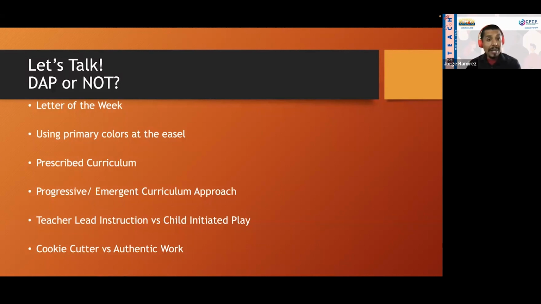And see whether Brianna cares about Jorgito's jellyfish because Brianna and Jorgito are BFFs. As opposed to, I'm gonna pick the letter of the week. Right, using primary colors at the easel.